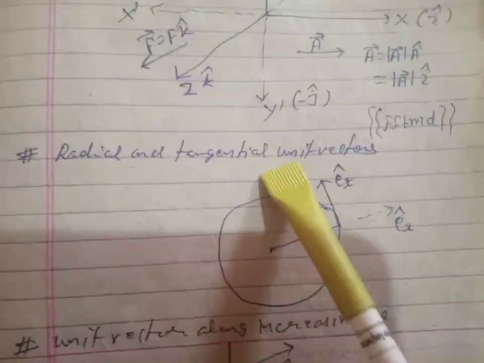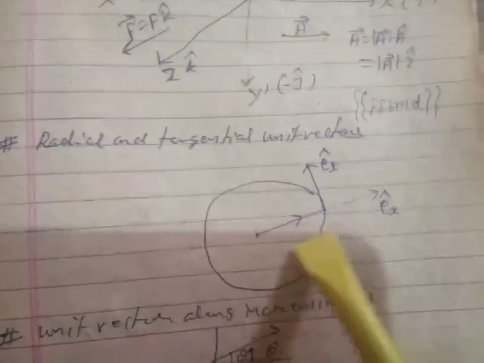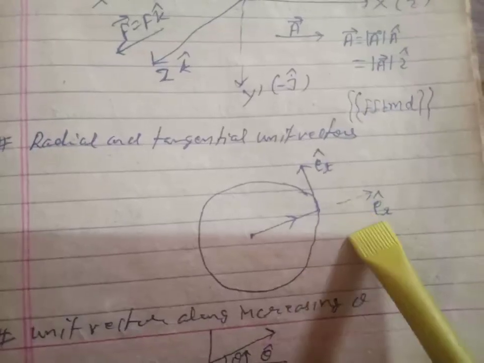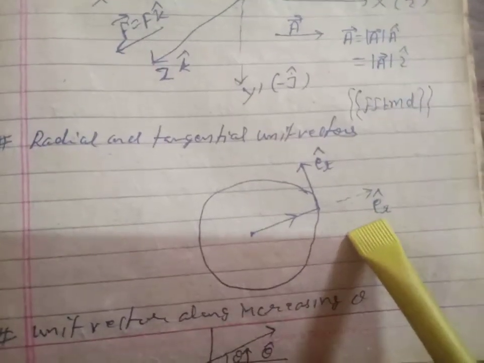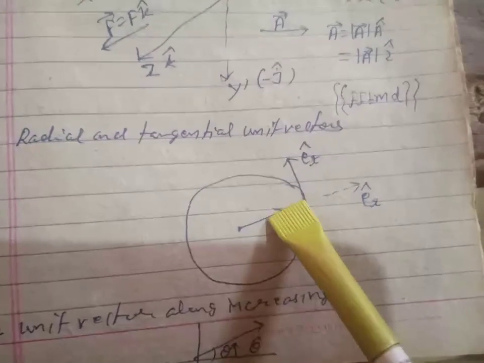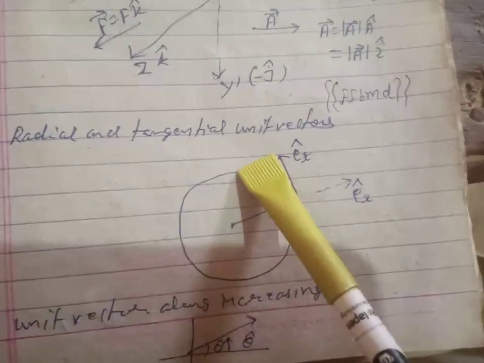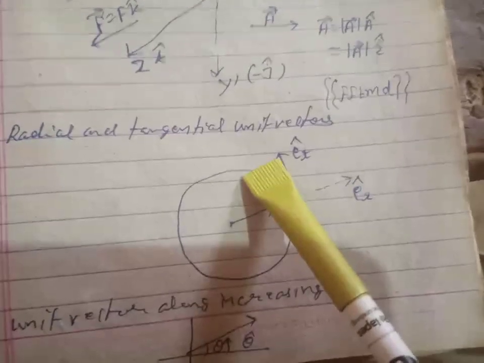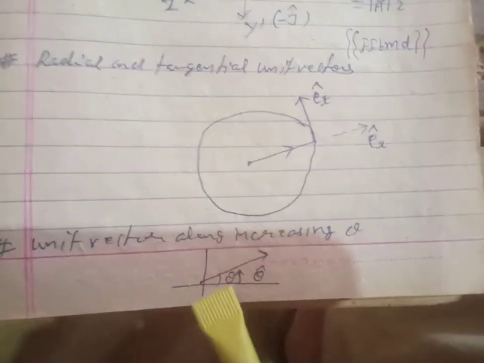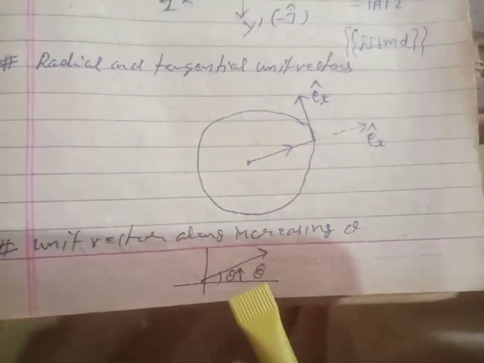Radial and tangential unit vector. This represents the radial unit vector, e r cap, and the tangent to the circumference of the circle represents the tangential unit vector. For the unit vector along increasing theta, consider theta is increasing, then we can use a unit vector representing this increasing angle as theta cap.